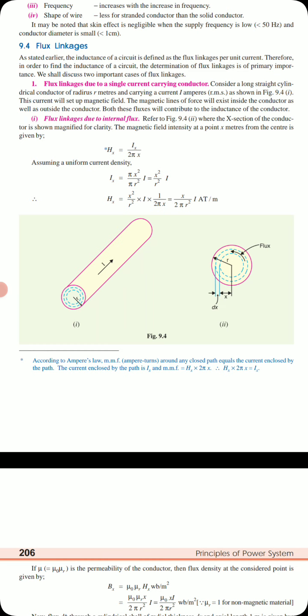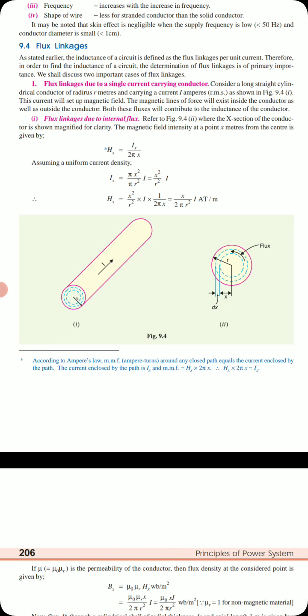Here a cross section is taken with r as the radius, and in between a small area of thickness dx is taken, which is at a distance of x from the center. The magnetic field intensity is given by Hx, where the suffix x is given for the distance x of any point in the conductor. So Hx is given by Ix by 2 pi x, magnetic field intensity being current per length.